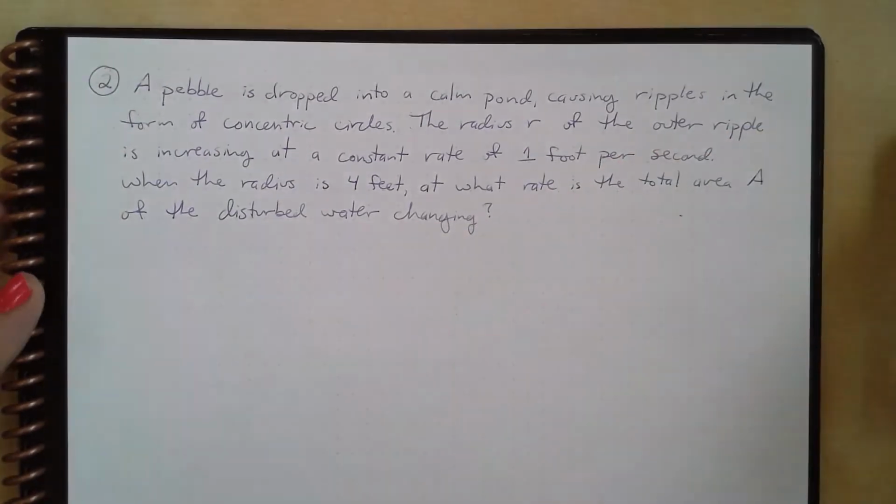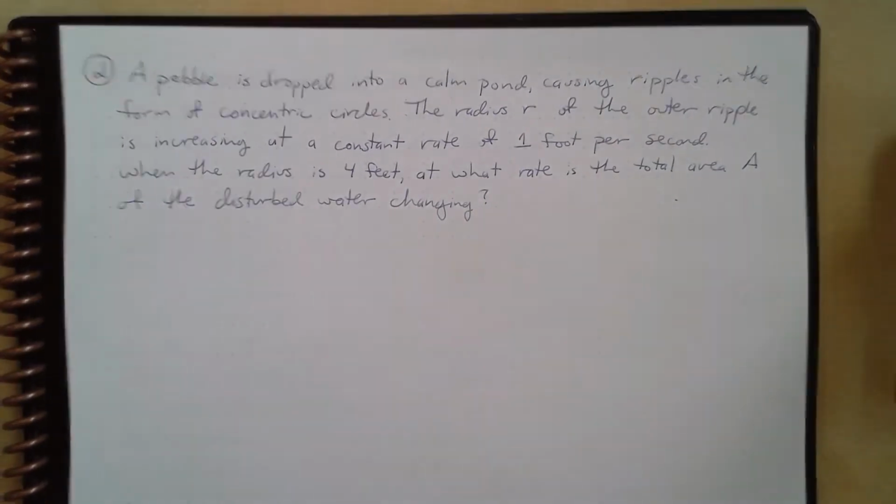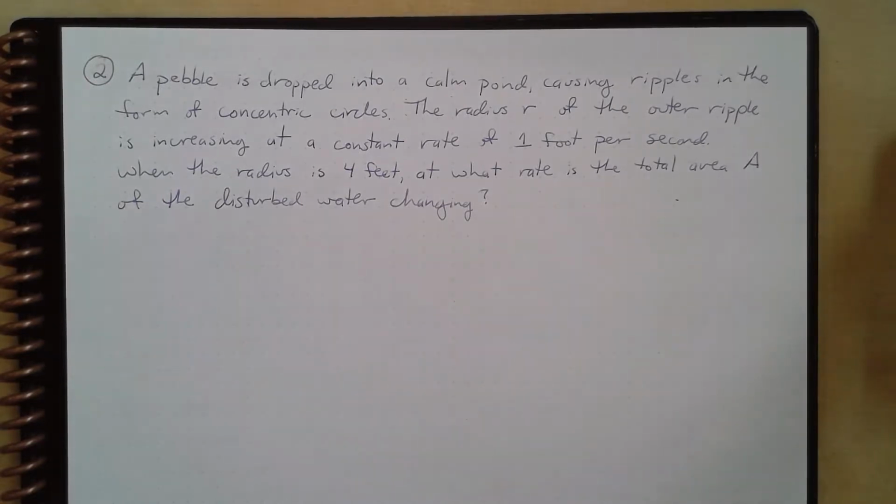All right. So a pebble is dropped into a calm pond, causing ripples in the form of concentric circles. The radius r of the outer ripple is increasing at a constant rate of 1 foot per second. When the radius is 4 feet, at what rate is the total area A of the disturbed water changing?